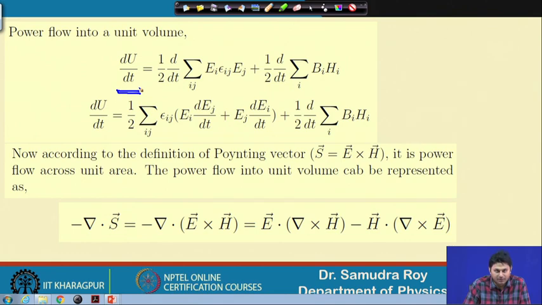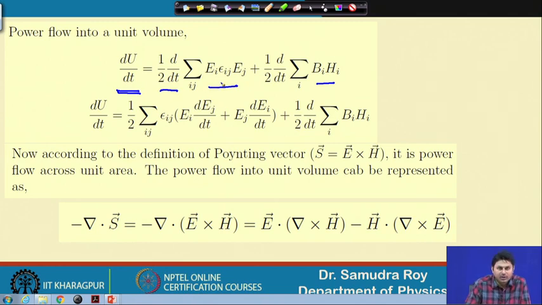This is the amount of power flow per unit volume, because U is the energy density, so amount of power flow per unit volume. So, when I make these things, make a derivative, the derivative will be over this quantity and this quantity, because U was half of this Eij stuff.